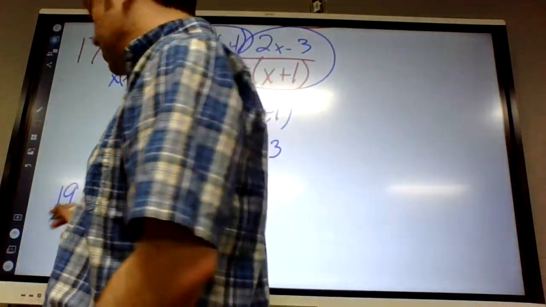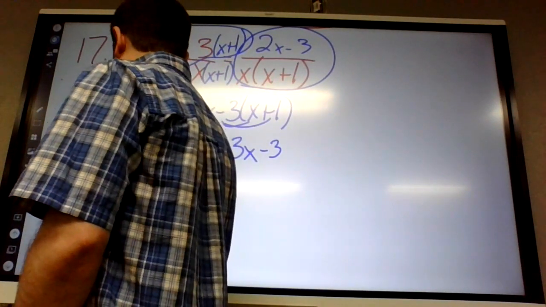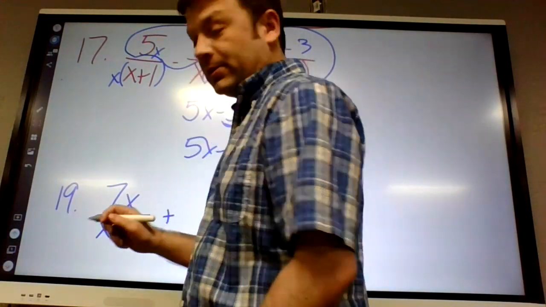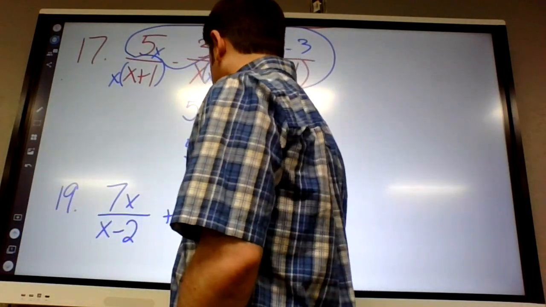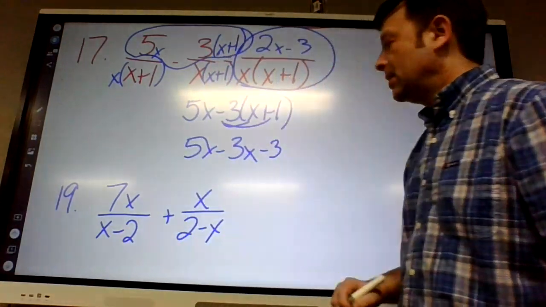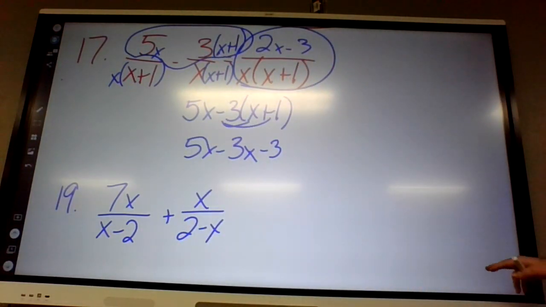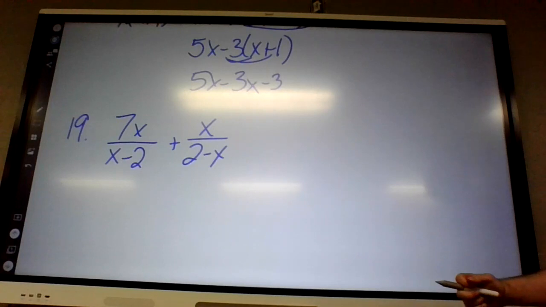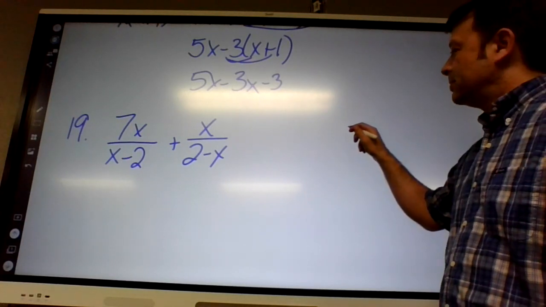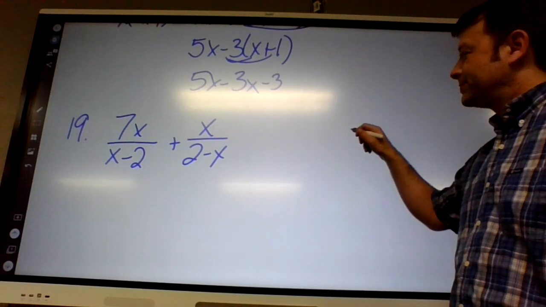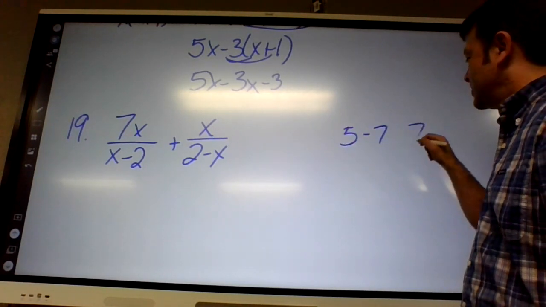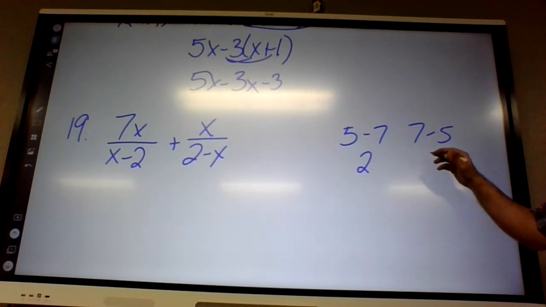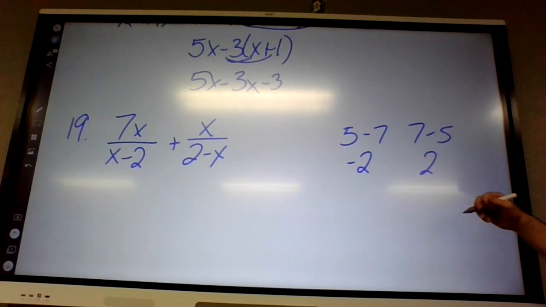19, 7x. Okay, we did a couple of these, but we forgot this trick because I don't think we ever fully understood it the first time around. But 19, okay, are those denominators the same? No. Are they related? Yes. How are they related? Yeah, negative something. That's right. So if I had like 5 minus 7 and 7 minus 5, are those the same? No. Are they related? They're opposites of each other.